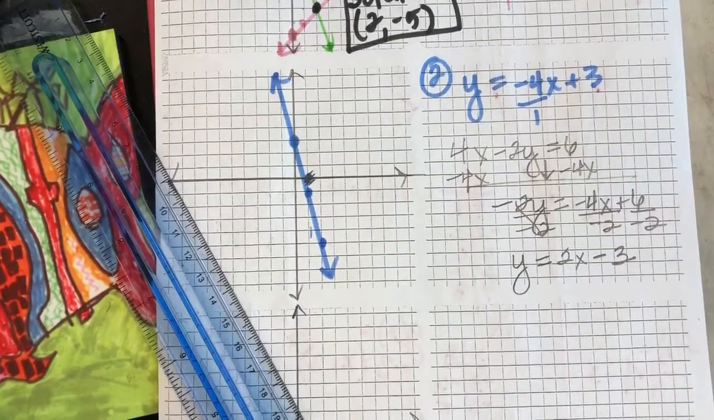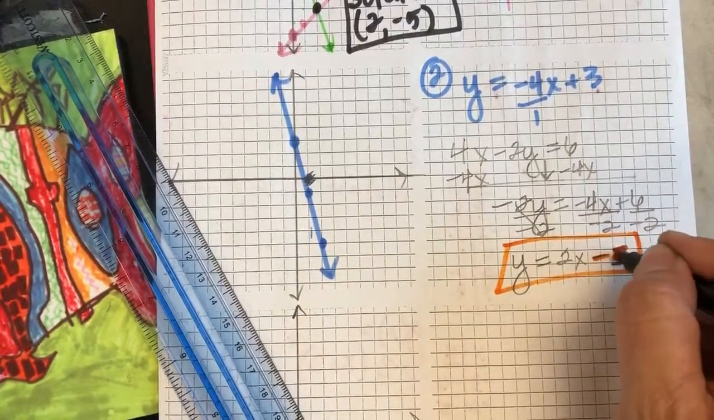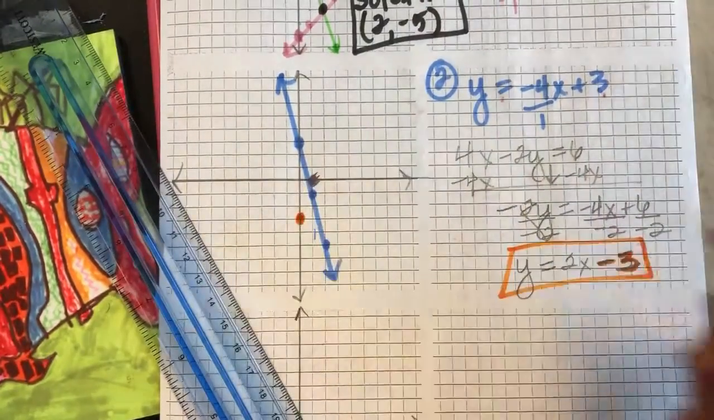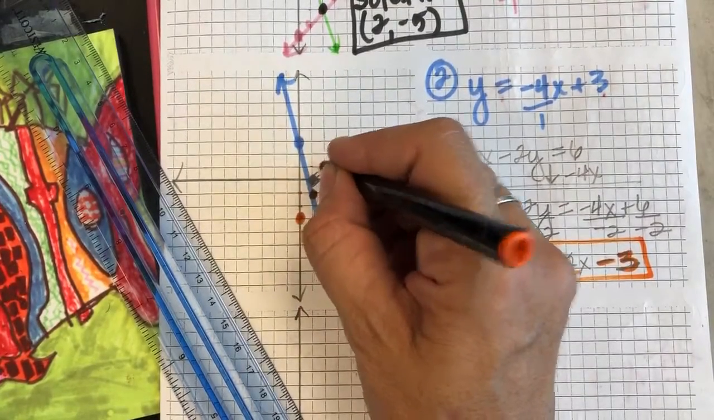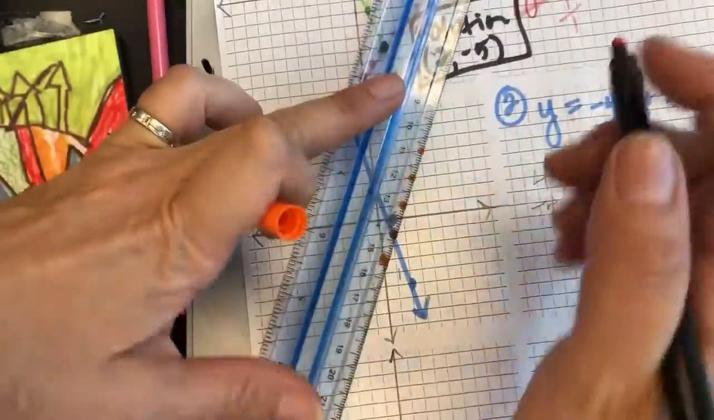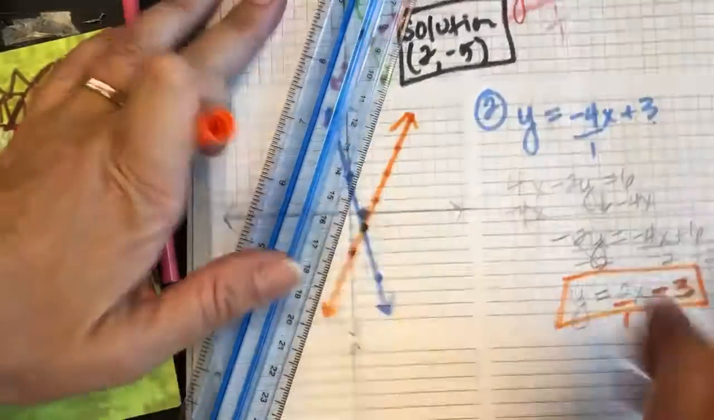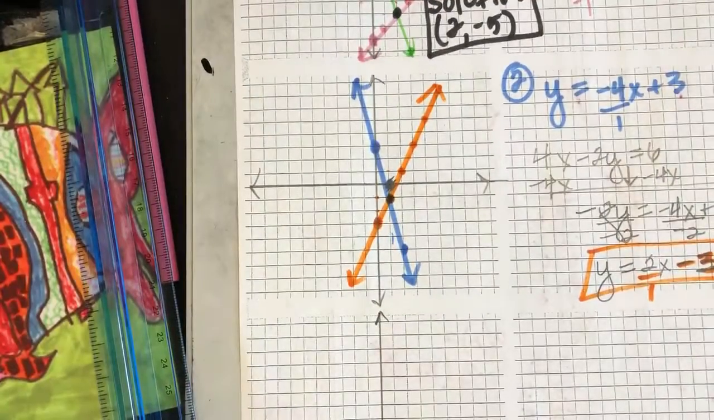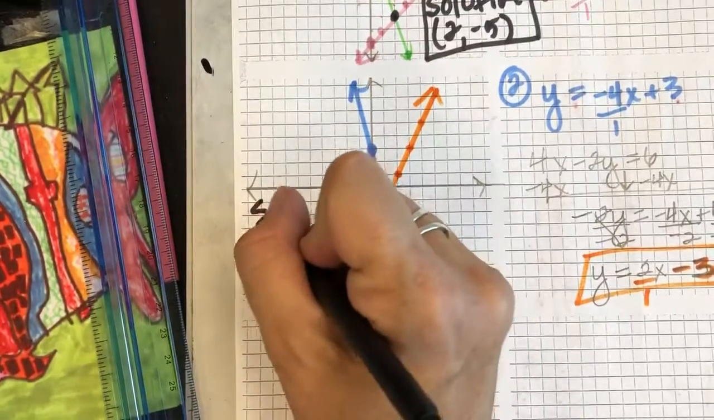So then I can go grab another color marker. I'm going to start this one at negative 3 on the y-axis. The slope is 2 over 1, up 2 to the right 1, up 2 to the right 1. I'm going to continue that pattern. I can already see where these two are going to intersect. I get my intersection on there, and then I just write out what my solution is. My solution is 1, negative 1 for this one.